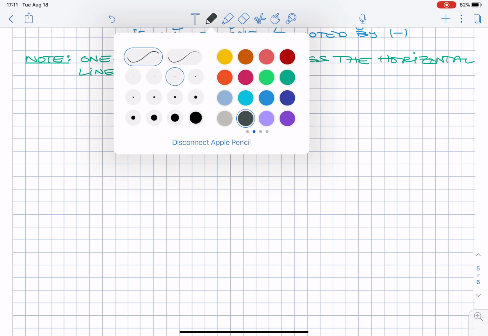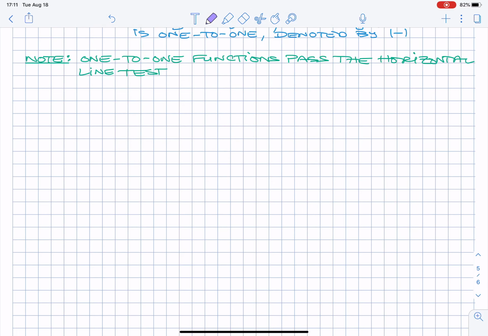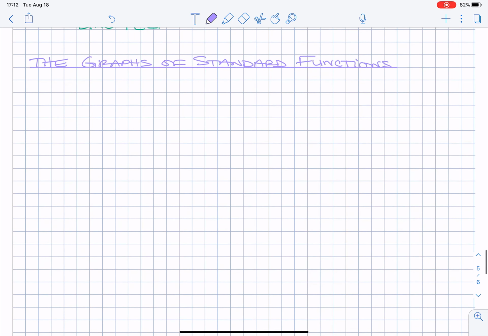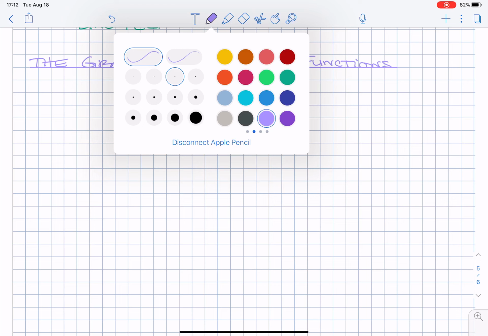Okay, so now let's look at graphs of standard functions, which hopefully you will come to know well. All of these are very important. And we're going to look at whether they're one-to-one. So let's do the first one.